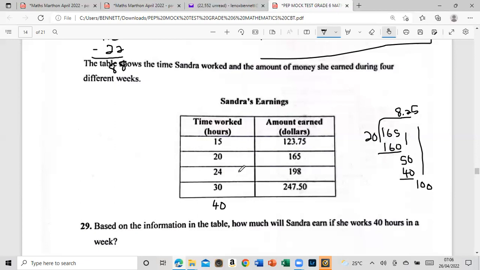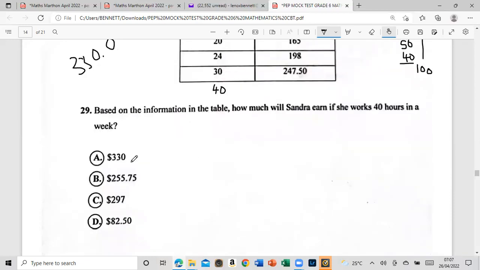All right, so guys, I've established that the rate is $8.25. So let's see. 8, 25, 30, 0, 4, 5, 20. So that's 2, 30, 0. 4, 2, 8, and that's 10. 4, 8, 30, plus 1, 33. But we have 2 decimal points, so that's 3, 30. You can see that.